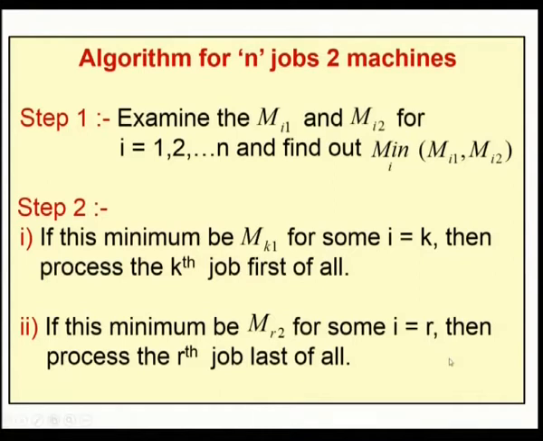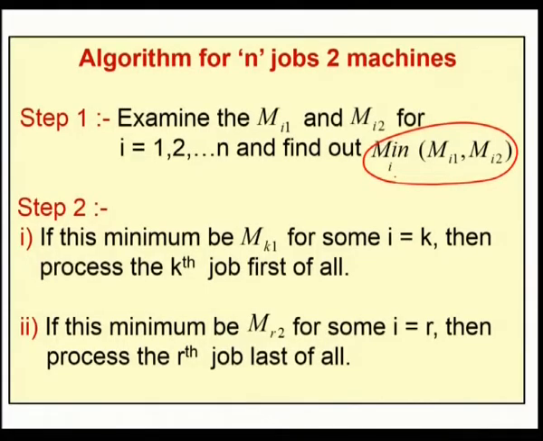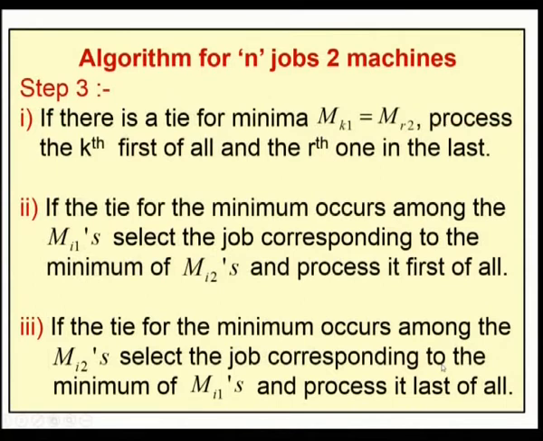Let me recap. First, we have to examine mi1 and mi2, and we have to choose the minimum of mi1 and mi2. If this minimum be mk1 for some i equal to k, then we have to do the kth job first. Suppose the minimum is mr2 for some i equal to r, then we have to do the rth job last. Step 3 is, if there is a tie in the minimum of mk1 and mr2, then we have to do the kth job first and the rth job last.